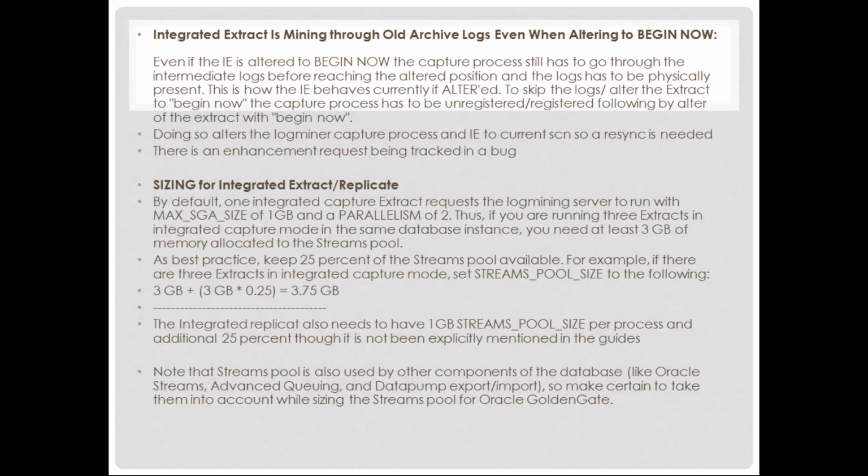If the load is manageable among the 3 extracts, then it will not give you errors with respect to the memory. But just in case, if you have the 3 extracts, minimum you need to have 3 GB of stream pool. So that is an idealistic scenario. But yes, if you have that, you would mostly not face any issue, all right? And now the best practice is keep 25% of the stream pool available. For example, if there are 3 extracts in integrated capture mode, set stream pool size to the following: 3 GB and then 25% of the 3, so 3.75.